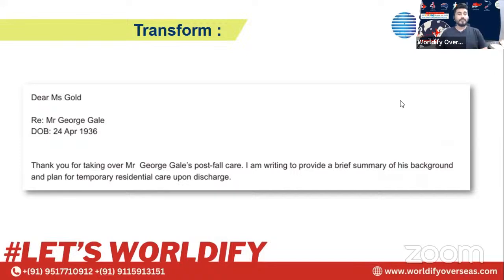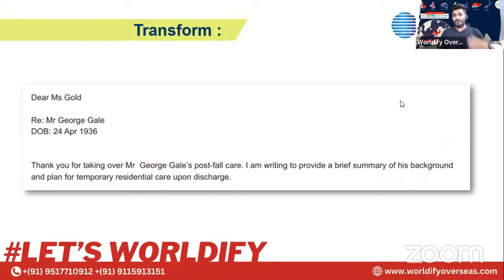That's very important. So we start with the recipient's name, Dear Miss Gold. Remember, if you have the name, this is also important, and the ending phrase I'll connect with that, also in the end. So you start with the recipient name, then you write the patient name, and if you're given the date of birth, you can write that, age also.